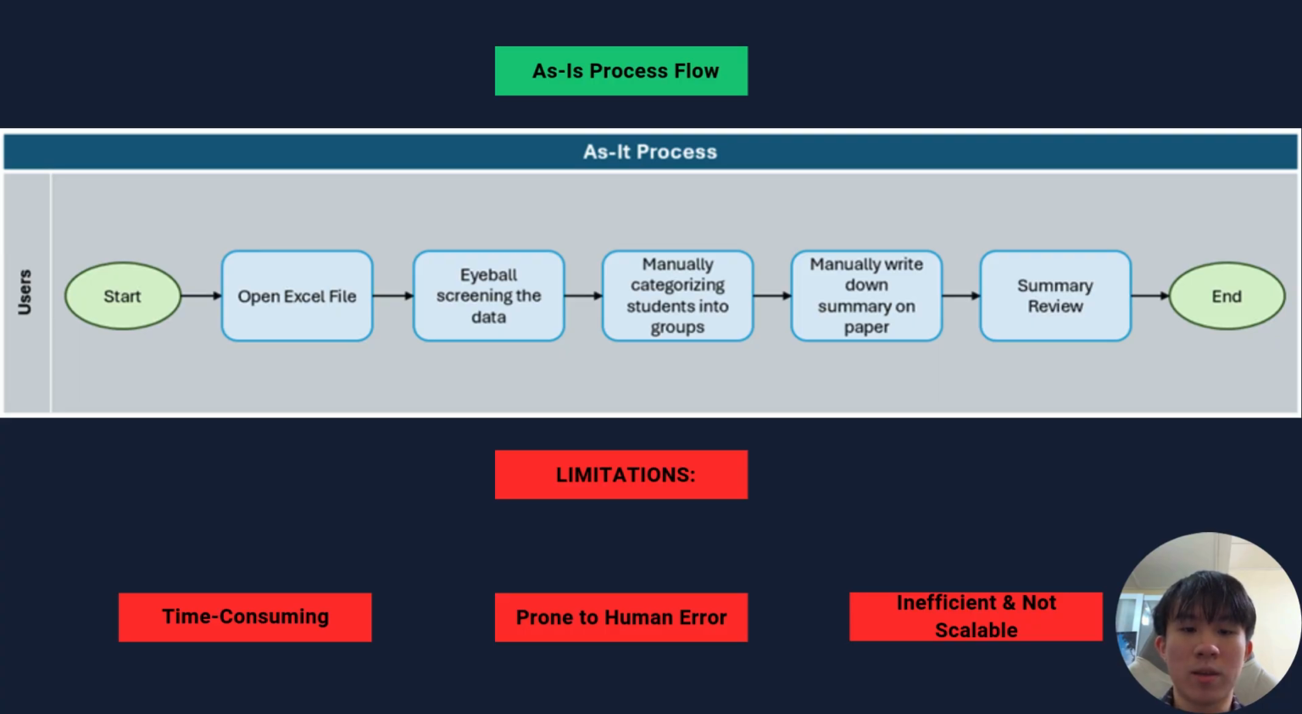While it gets the job done, this process has several limitations that need to be improved. First of all, it is extremely time consuming as every step relies on manual work. Secondly, this process is highly prone to human error, especially during tasks like eyeball screening and categorization, which require a high level of attention to detail. Lastly, this method is inefficient and not scalable. As the amount of data grows, the process becomes increasingly more difficult to manage as the reliance on manual intervention will lead to delays and an increased chance of errors.